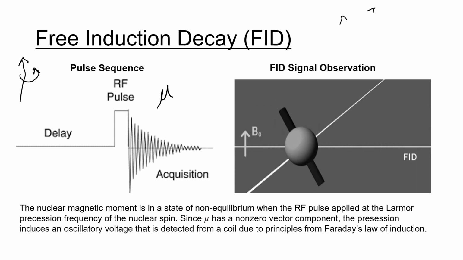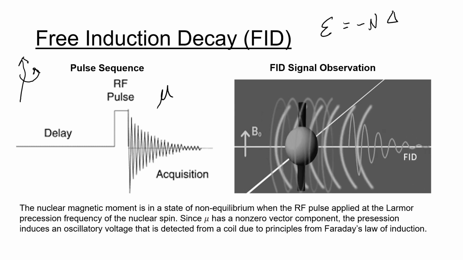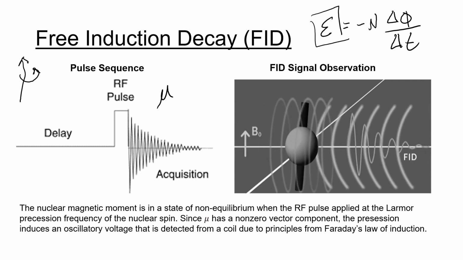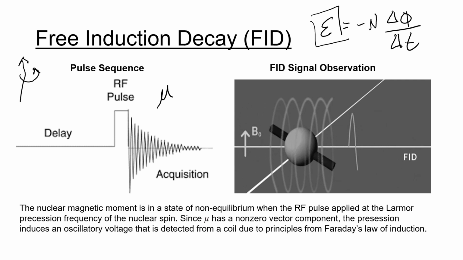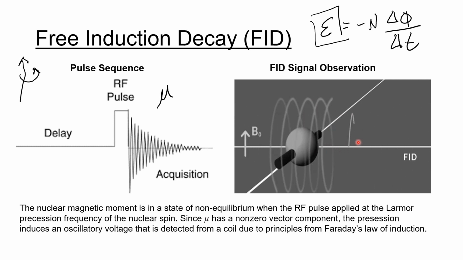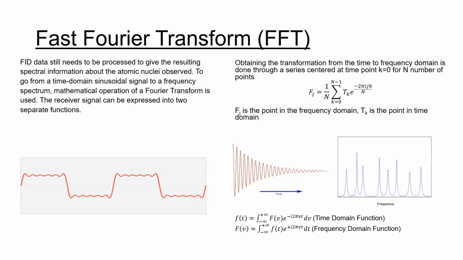And we know from Faraday's law that the EMF, or induced voltage, is going to be equal to the negative number of turns times the change in flux over the change in time. And this is how we can measure these changes in energy. We can see here where we apply a radio frequency pulse, we're allowing our spin flip to happen, and as that precession happens, it's an oscillatory voltage in the form of a sinusoidal pattern, which is known as the free induction decay.